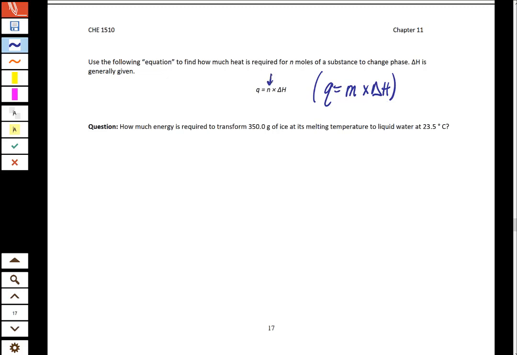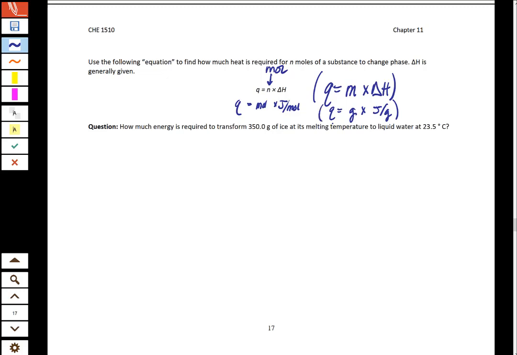So N is an abbreviation for moles, and if your delta H is in joules per mole, then you're going to multiply it by moles to get your Q. But if your delta H is in joules per gram, then you're going to multiply it by grams to get your Q.